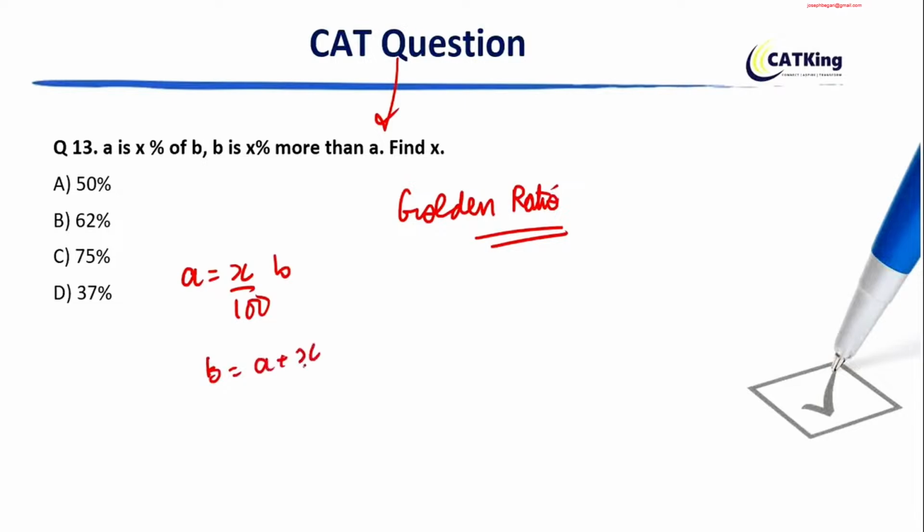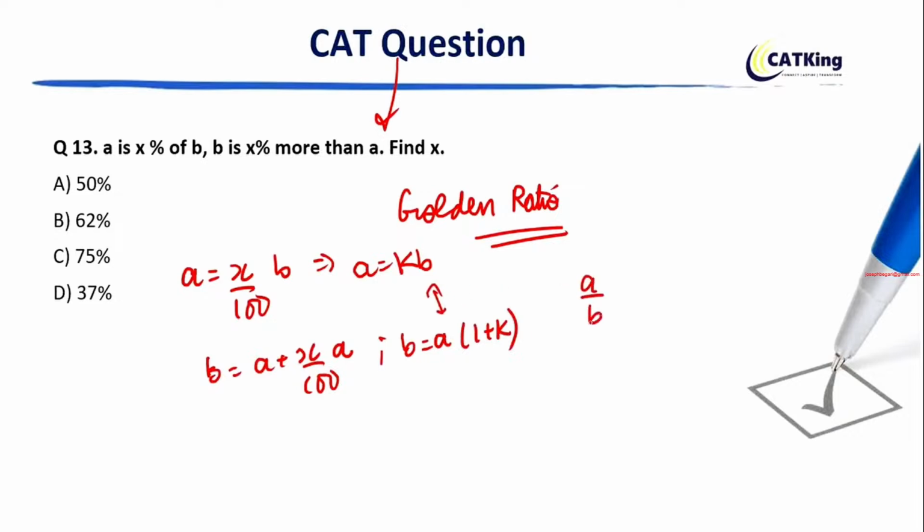So B equals A plus x by 100 into A. Let me take x by 100 as K for making calculation easy. So A equal to K times B, correct? And B equal to A plus K times A, so A times 1 plus K, correct? If I just take A by B here, A by B is K, and A by B here is 1 upon 1 plus K.